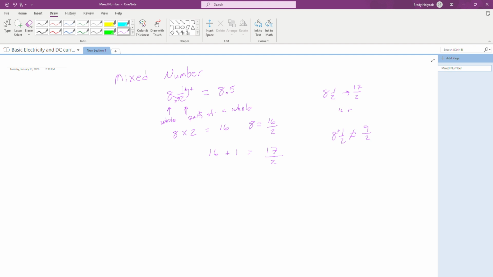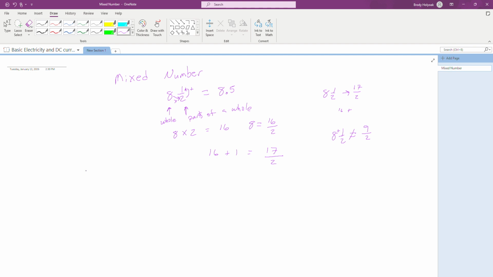You've got to multiply first and then add for your total value. And that will work either way. So it works going bigger or going smaller. We just have to do one slight difference. Okay, so again, going from a mixed number to an improper fraction.